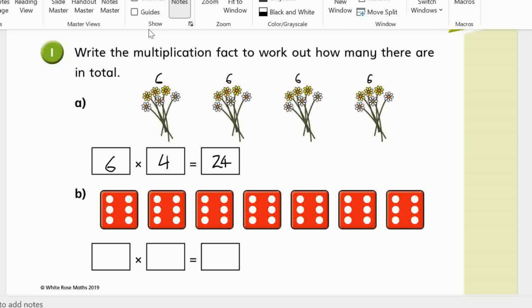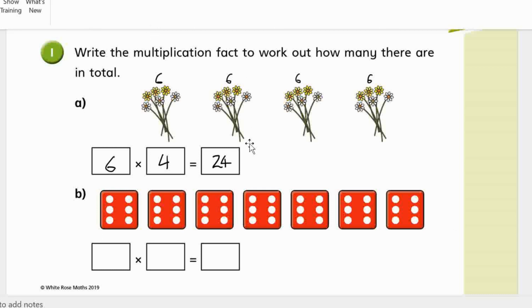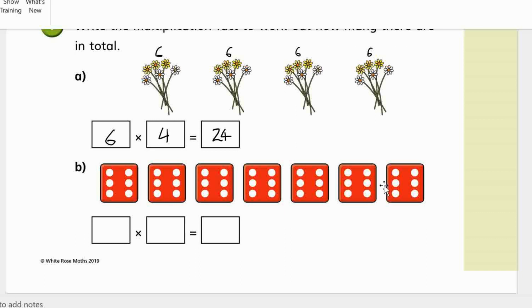24. Okay, and here we have another one. Now on the dice, they've all got 6s. How many dice are there? So we start with 6. How many dice? 7. So we need to do 6 times 7, and what does that give us? Yeah, good. So again, it's a case of knowing your times table well.